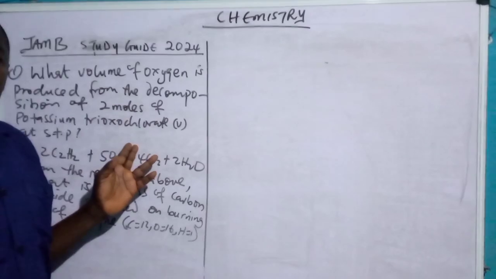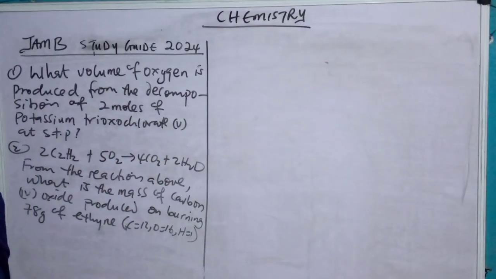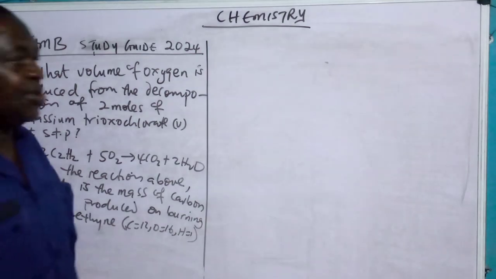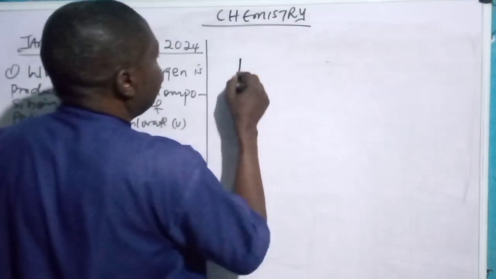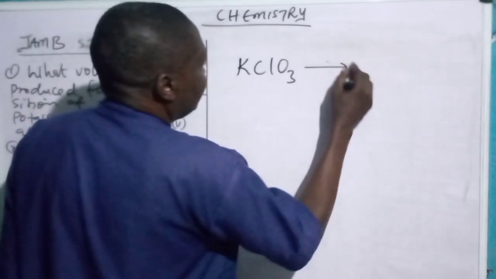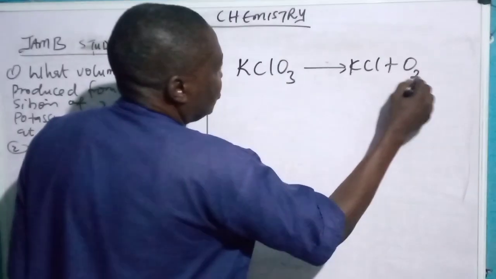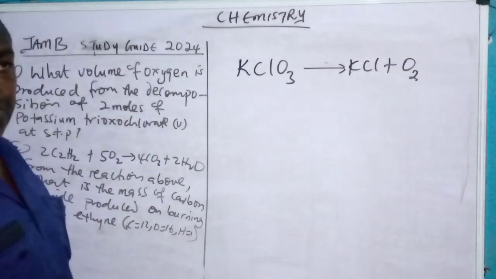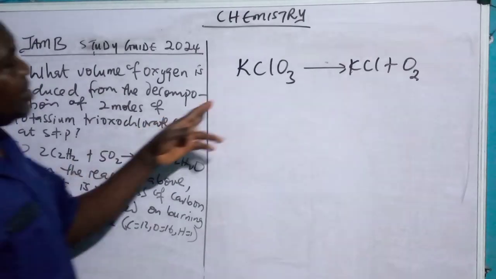The way to tackle this kind of question, first of all, you must know the stoichiometry. That is, you must have a balanced chemical equation. So this one is talking about decomposition. You have KClO3 to give you KCl plus O2. Sometimes they may not give you the equation. If they give you the equation, it makes it easier for you.